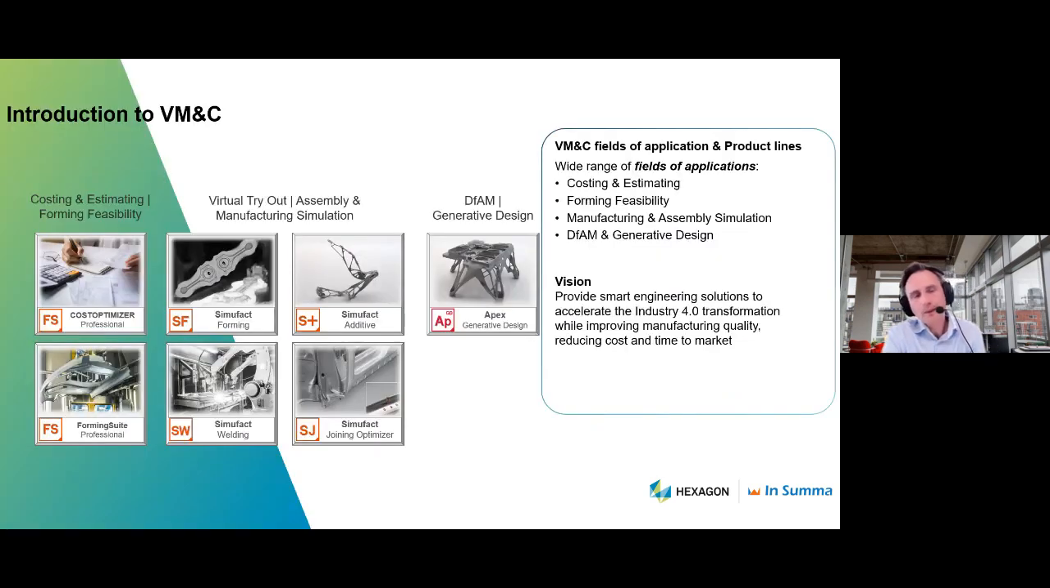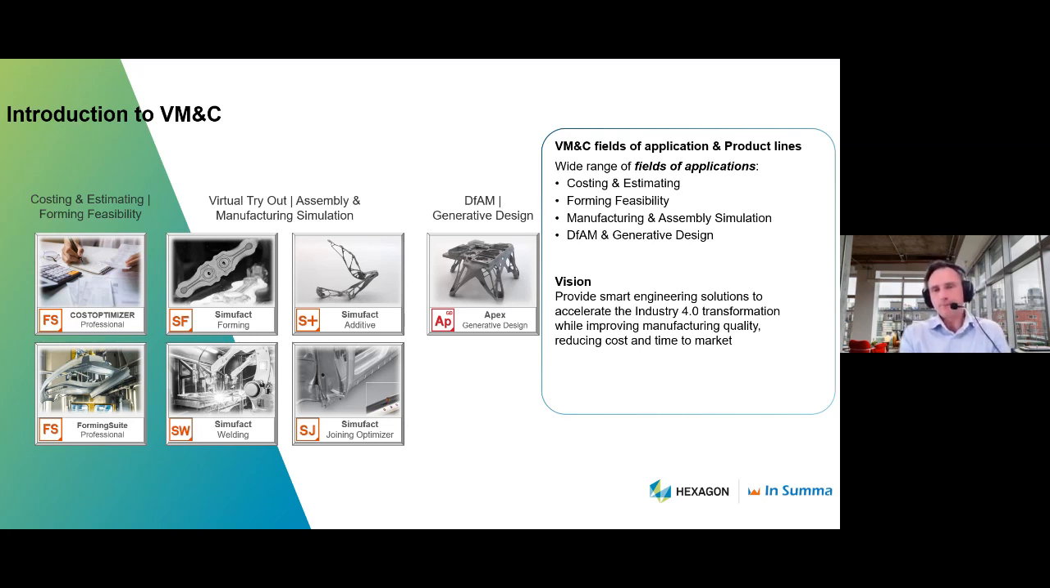So all these solutions, all these products, they belong to the virtual manufacturing and costing solutions from Hexagon. And what you have seen so far is welding solution, forming solution, or solutions which can be used for early feasibility studies, for costing, for process planning. But there are also other solutions like additive manufacturing technology or simulation technology or topology optimization, generative design, and some optimization tools for the mechanical joining technologies.